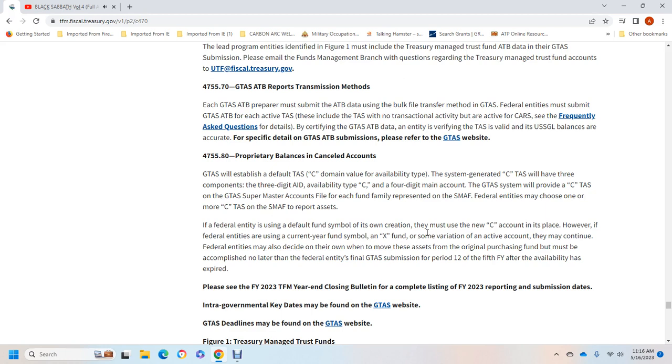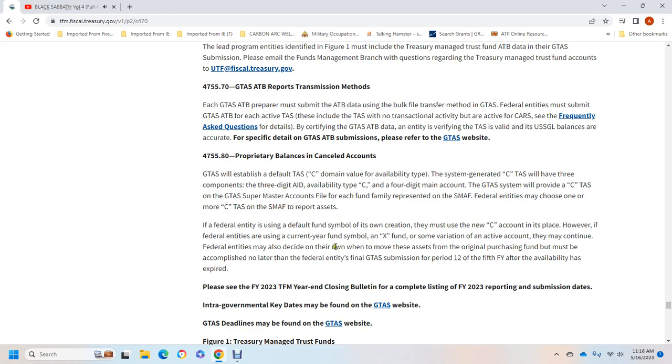accounting symbol to receive the domain of the variable of the system-generated C of the TAS. The treasury accounting symbol will have 3 components: a 3-digit A with availability type C with a 4-digit amount. The government treasury accounting symbol will provide the C treasury accounting symbol on the government-wide treasury accounting symbol. The supermaster accounts file for each fund family is representative of the supermaster account file, and federal entities may choose one or more of the C treasury accounting symbols with the supermaster account file with the reported assets.